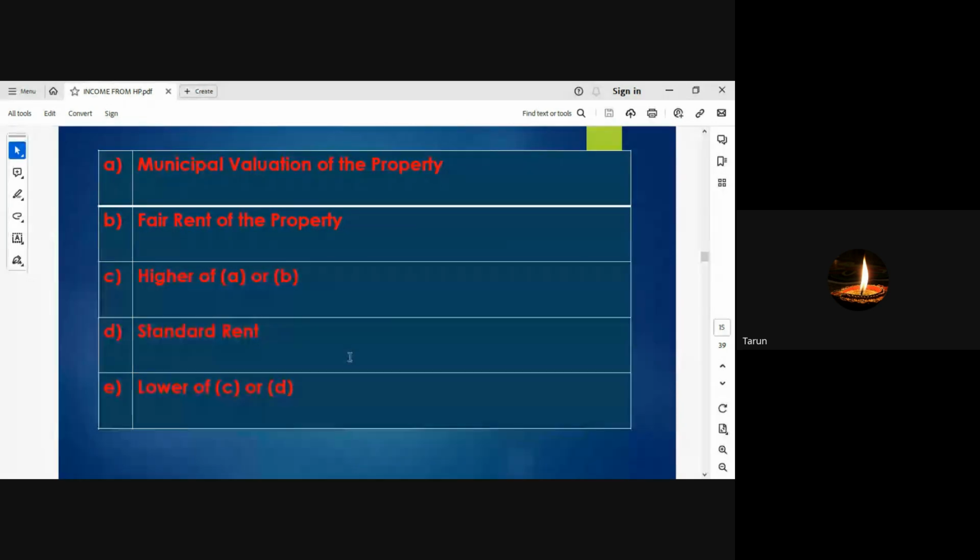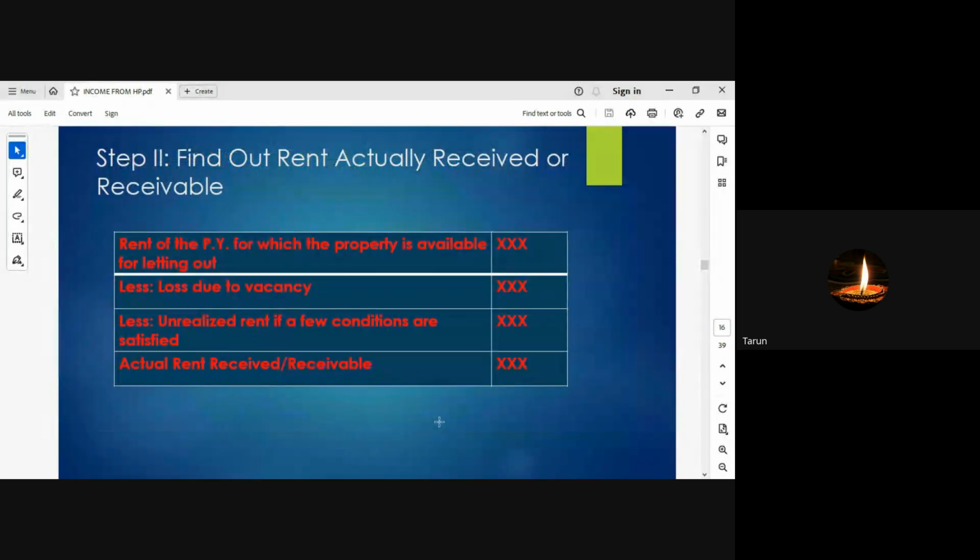Now we come to how to find out the next step. Your first step I have already explained. The second step is to find out the rent actually received or receivable. These steps are followed to calculate the gross annual value, right? So the second step is to find out the rent actually received or receivable.